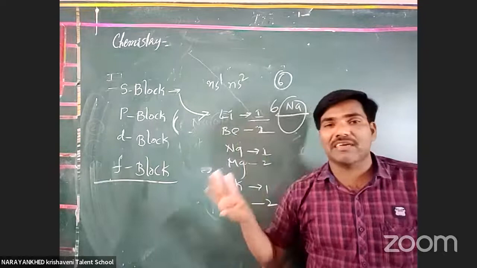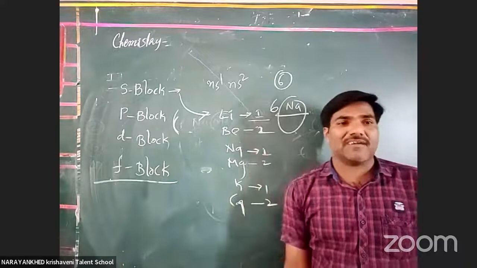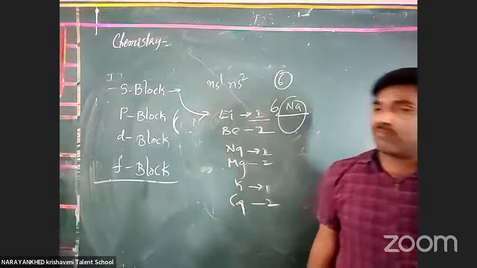They have more reactive nature. Meaning what? They easily form compounds with other substances. Why? Because they are ready to give electrons easily. In this way, which are the more reactive elements in the periodic table? Yes, S-block elements only. The question may be asked to you.